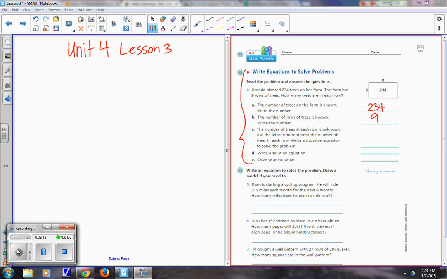Use the letter N to represent the number of trees in each row. Write a situation equation to solve the problem. So how am I going to solve this problem? 9n equals 234. And you can use whatever variable you want. If it makes sense to you, then you can.